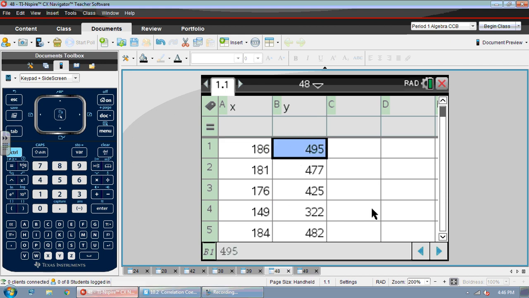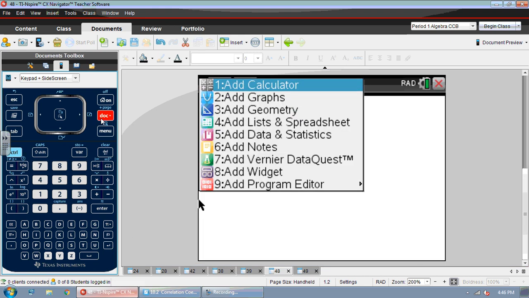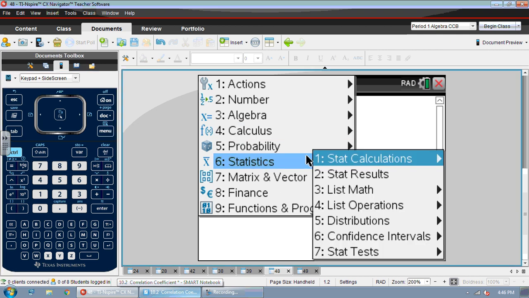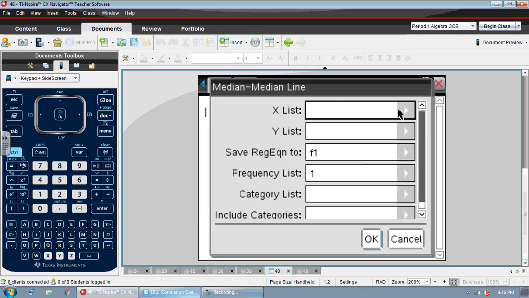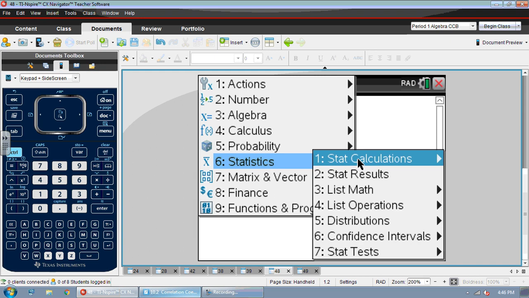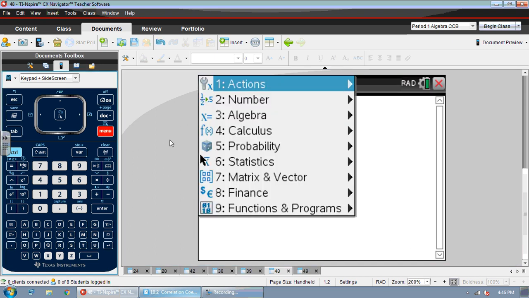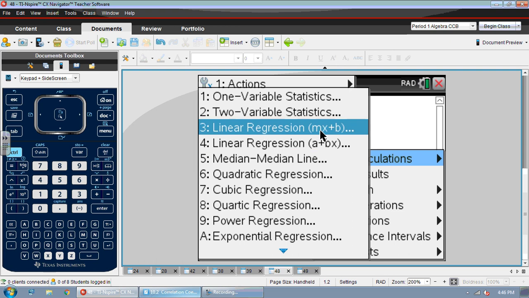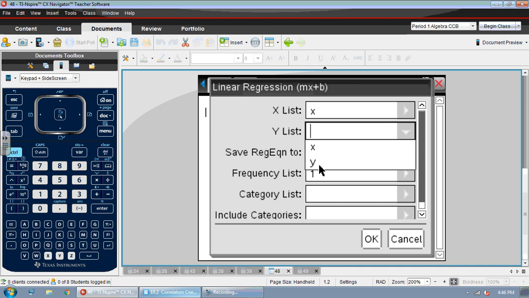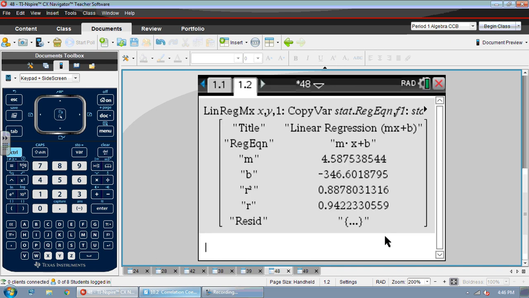Do I need the equation? Nope. So I am just going to go straight for that correlation coefficient in a calculator page. Menu, statistics, stat calculations, linear regression. I don't think I actually hit linear regression. Let me do that again. Menu, statistics, stat calc. I wanted to make sure that I hit the right one. X, Y. We get this chart. We find that r value. It's right there.